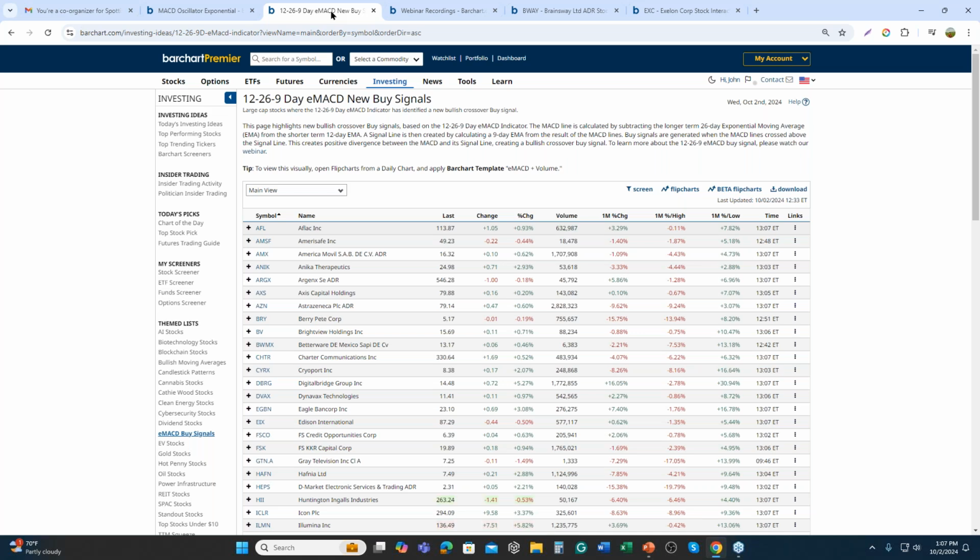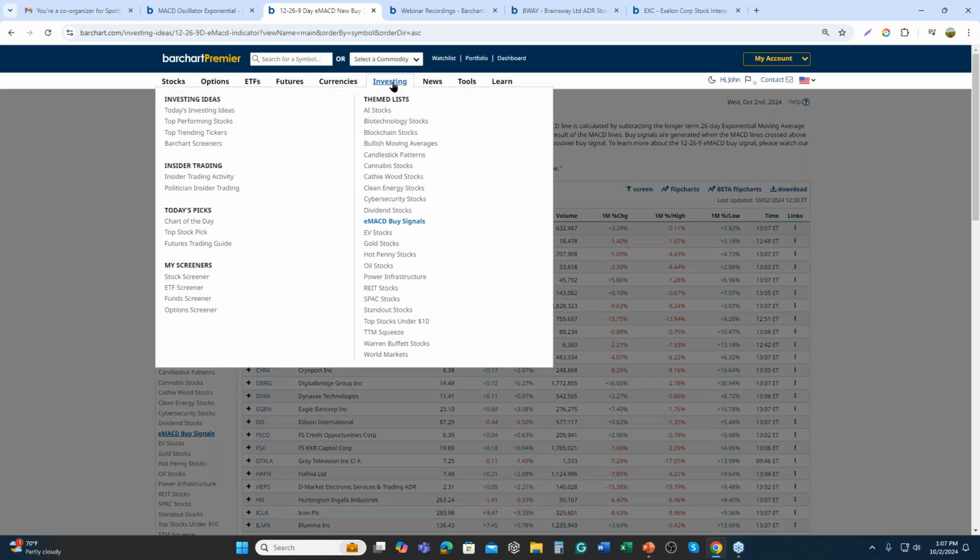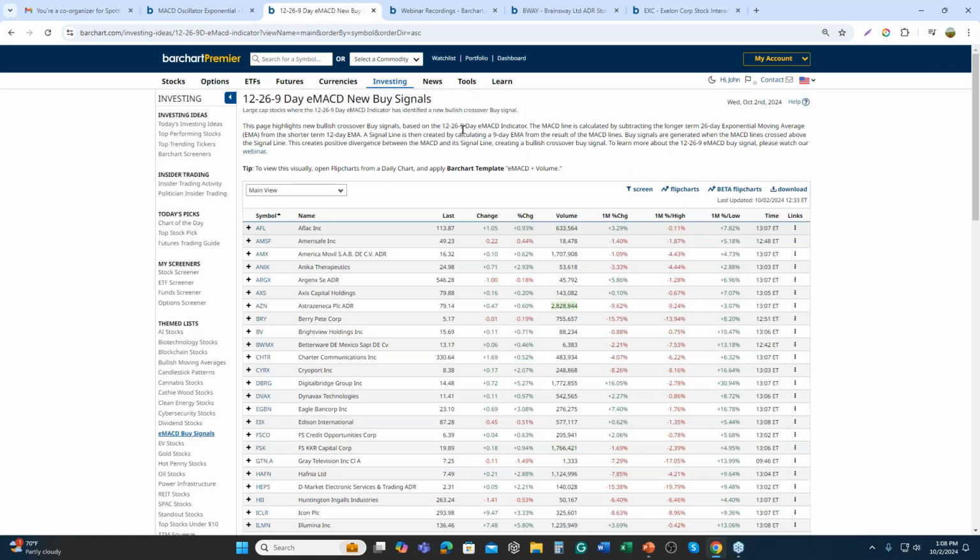And so I'm on the eMACD buy signal page. And if you don't know where you can find that, you go under the investment page, and there it is, eMACD buy signal page. And here's that definition of what we just went through. There's a tip here. It says, let's view this in our flip charts. And we're going to use our daily chart, and we're going to apply our bar chart template, eMACD plus volume.